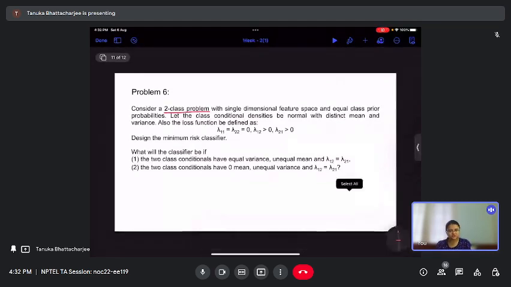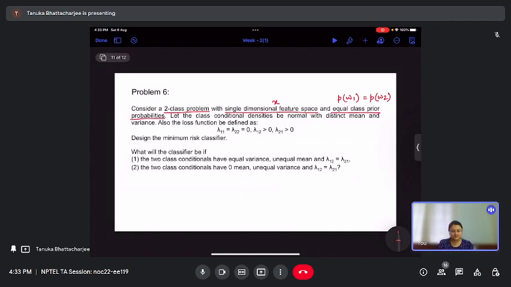Single dimensional feature space, let's say the feature is x again, and equal class prior probabilities. That means if omega 1 and omega 2 are the two classes that we are considering, then probability of omega 1 will be equal to probability of omega 2. That is, we have equal prior probabilities of the two classes. So both the classes are equally likely to happen.